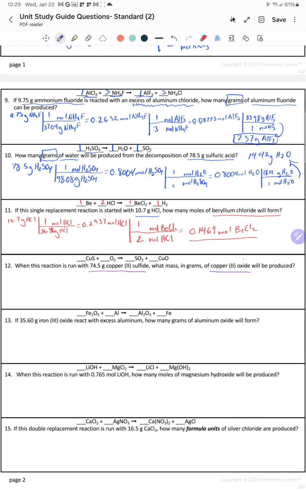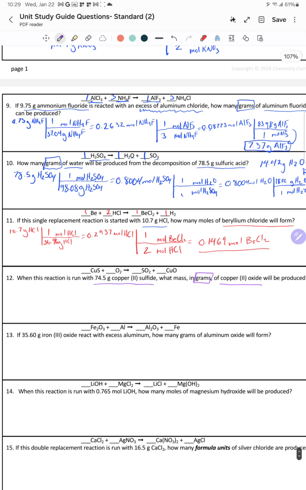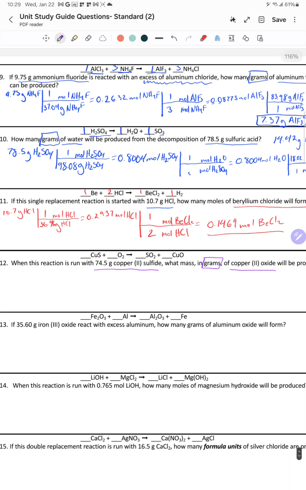So once again, you're comparing 2 different substances. Because of this, you have to go from grams to moles, to mole to mole, to moles to grams, since this one's asking for grams, not just the moles. So no matter what, start out with our gram value. We have 74.5 grams of copper 2 sulfide, and I am going to convert it to moles of copper 2 sulfide from grams of copper 2 sulfide.